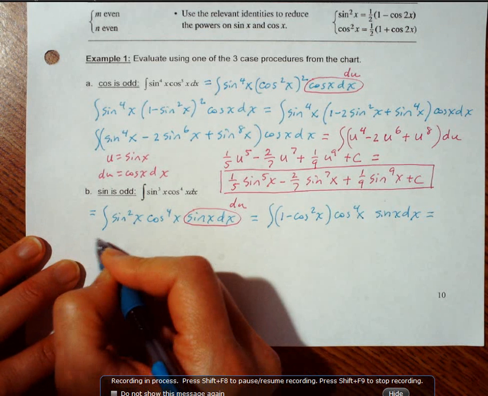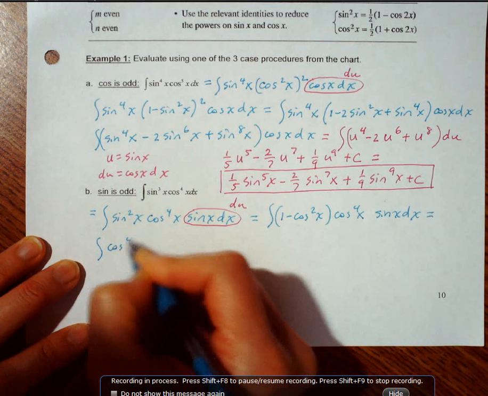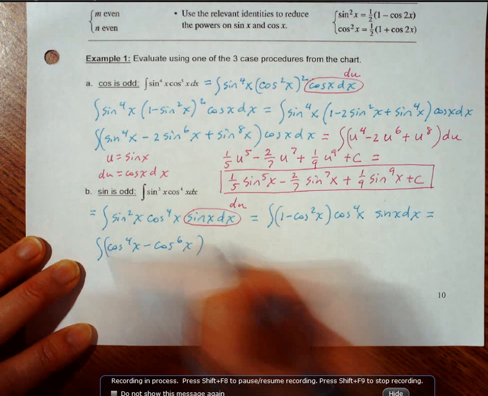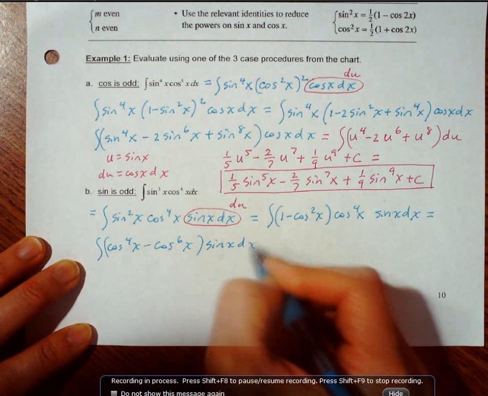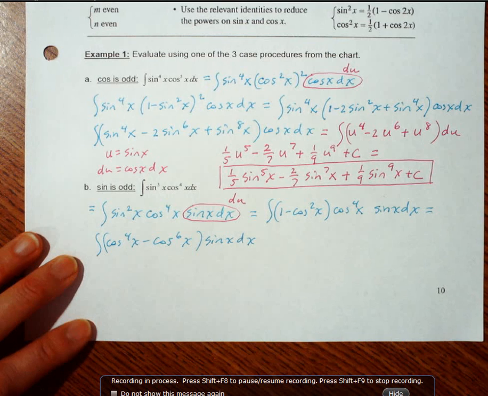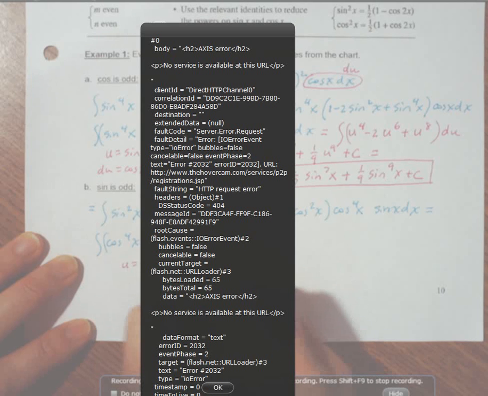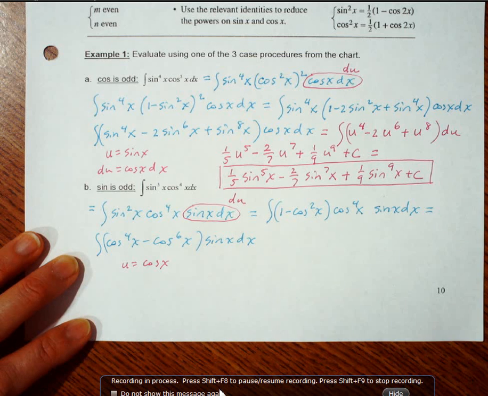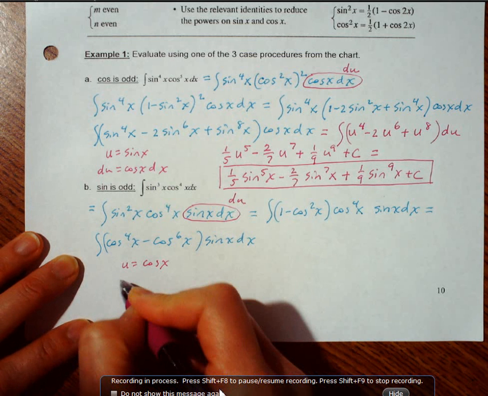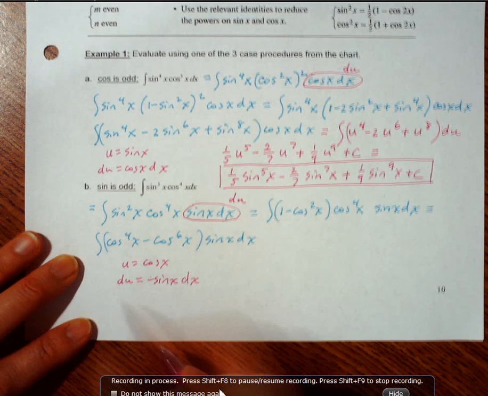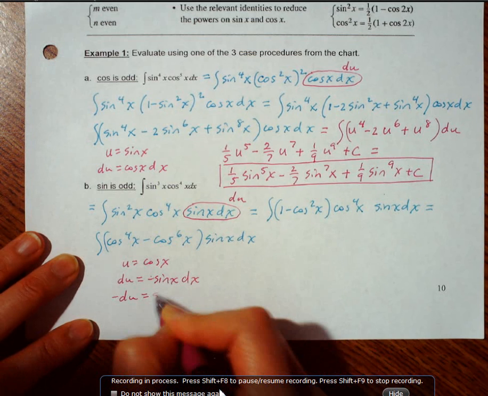Now multiply that through. So I have cosine to the 4th x minus cosine to the 6th x, times sine of x dx. And this time my u sub is going to be cosine of x. Then du is equal to negative sine of x dx, so negative du is equal to sine of x dx.